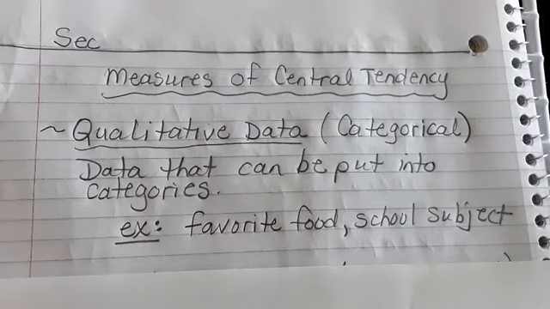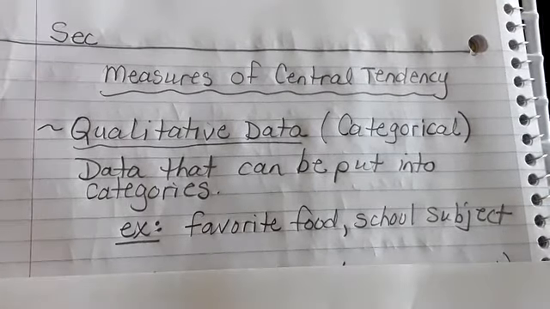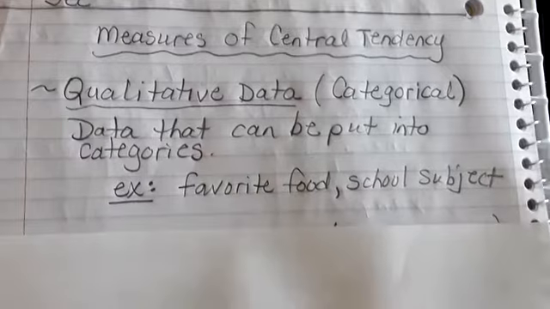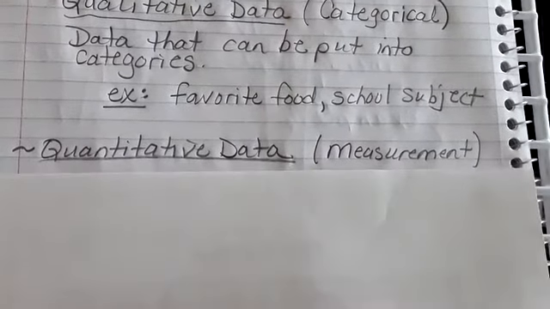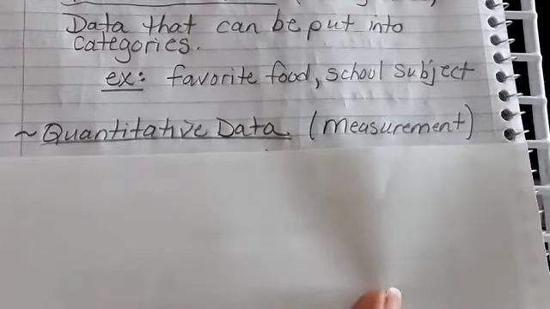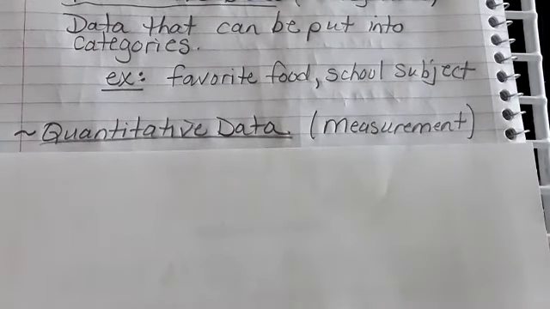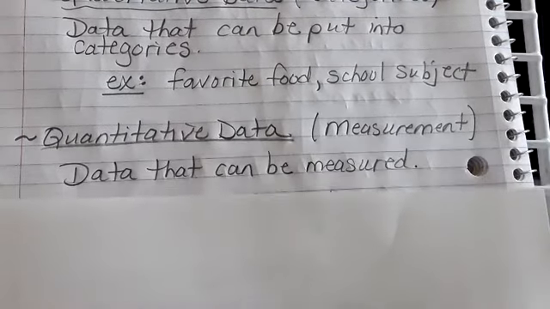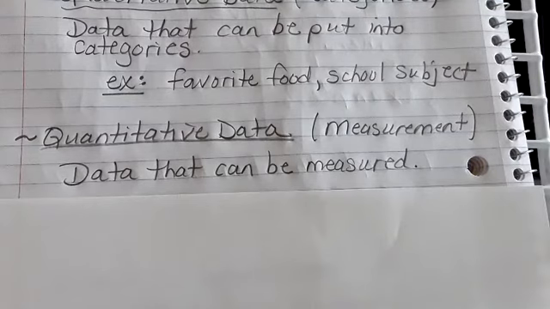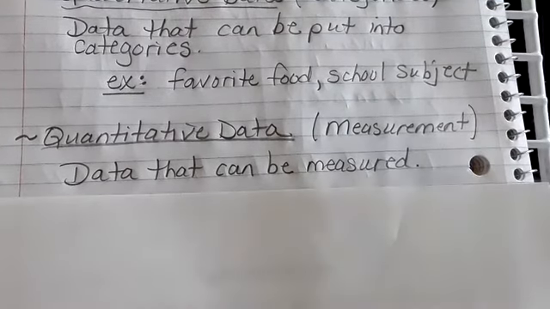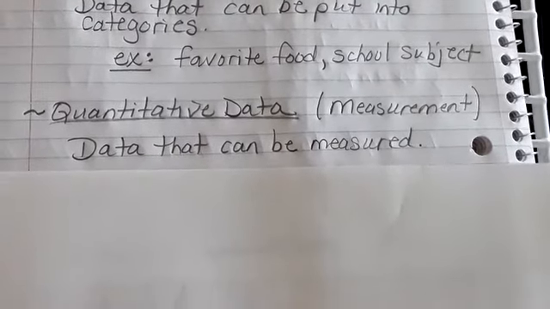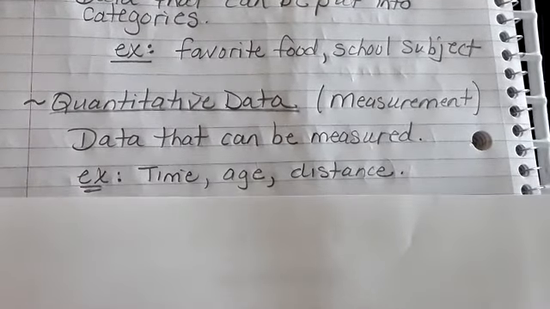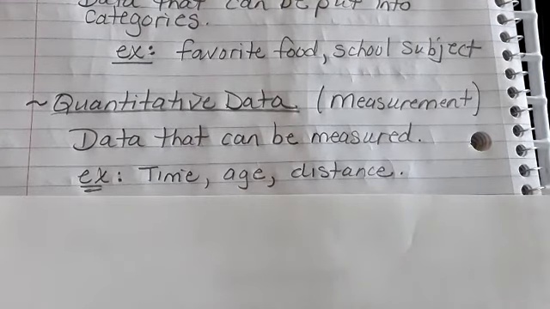And we're going to have a second group of data. We're going to call it quantitative data. So pause this to write that down, and then we'll go on to quantitative. So quantitative data is more data that you can measure. So if it has a unit and it can be measured, there's your quantitative data. So some examples of that would be time, measuring time, age, distance. Okay, those all have measurements.